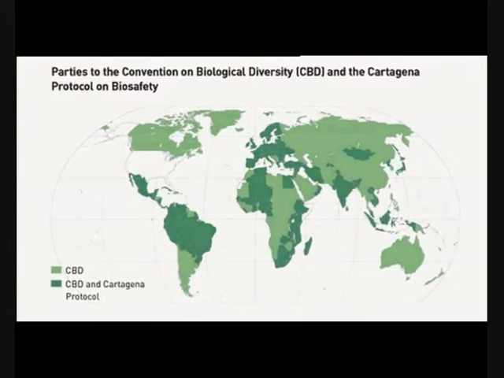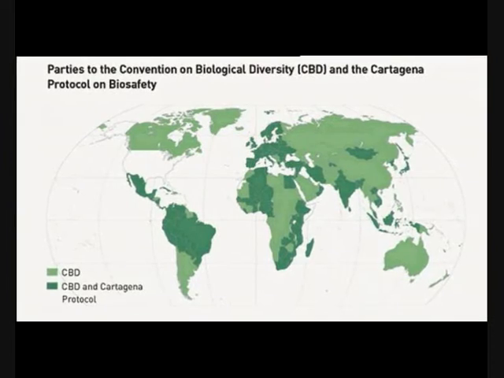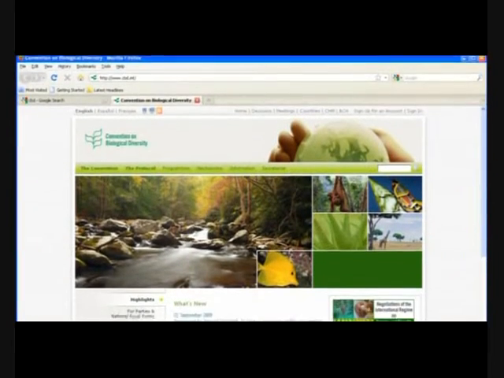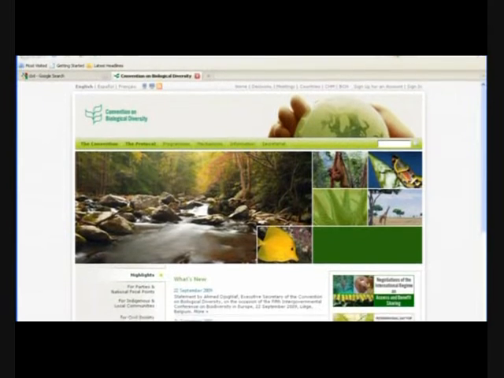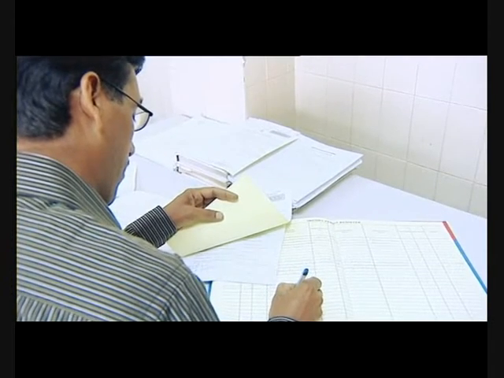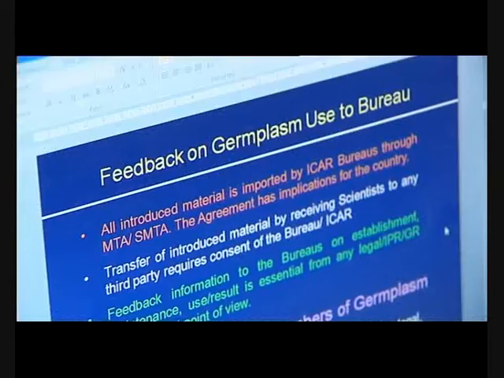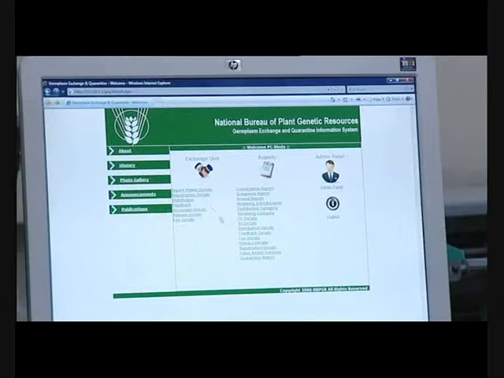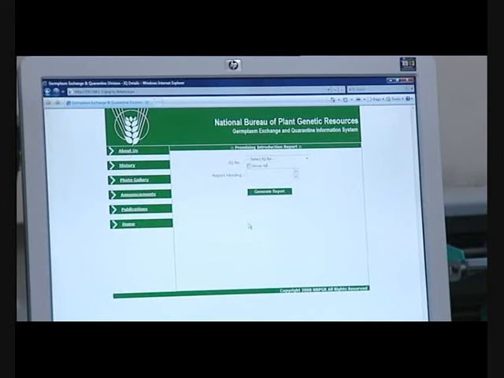But with the enforcement of the Convention on Biological Diversity in December 1993, the transboundary movement of germplasm is now regulated. The export cases are considered as per the provisions of the Biological Diversity Act of India 2002. NBPGR is also actively involved in facilitating supply of germplasm to all institutes in India for research purposes. The supply of material is always done under a material transfer agreement.